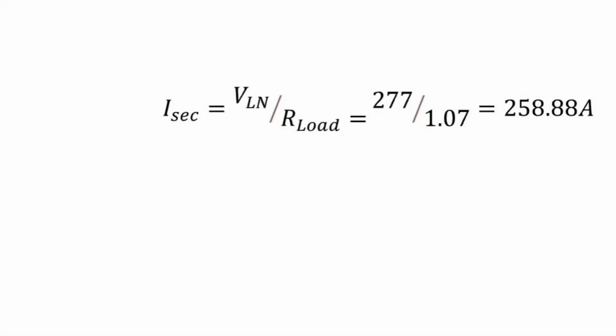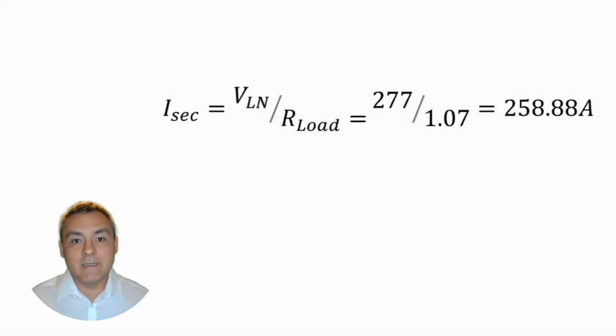The transformer is a three-phase transformer rated for 225 kVA. Secondary voltage is 480 volts AC Y. Primary voltage is 34.5 kV delta. The secondary current at 60 hertz is easy to calculate. It is the line to neutral voltage divided by load resistance. 277 volts divided by 1.07 ohms is 258.88 amps.